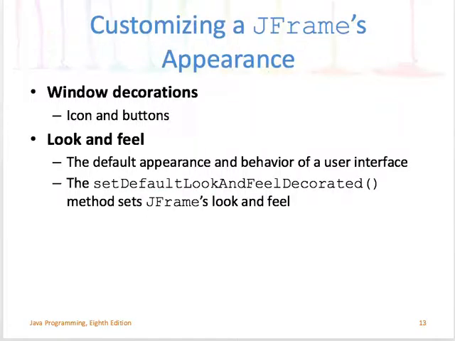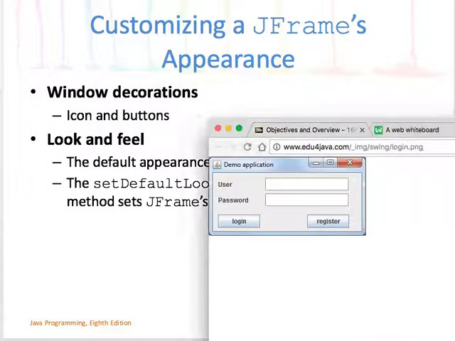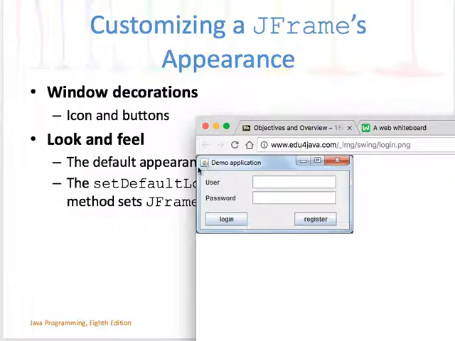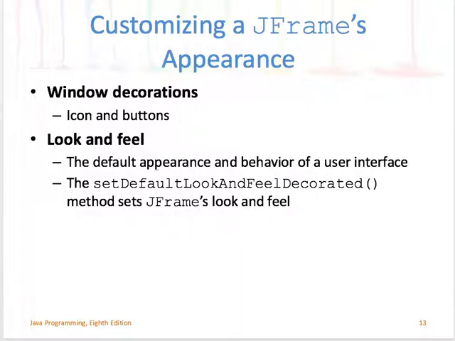All right, window decorations, icons and buttons. Those would be any icons you see, like for example, if we went back to this icon right here, that's an icon. So that would be in your window decorations. Look and feel is the default appearance and behavior of a user interface. The setDefaultLookAndFeelDecorated method sets the JFrame's look and feel.